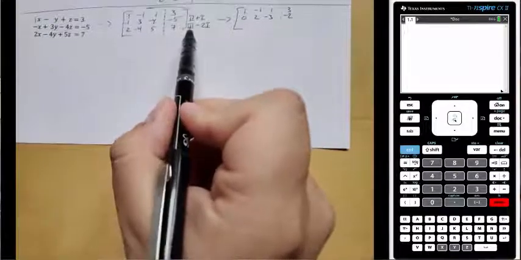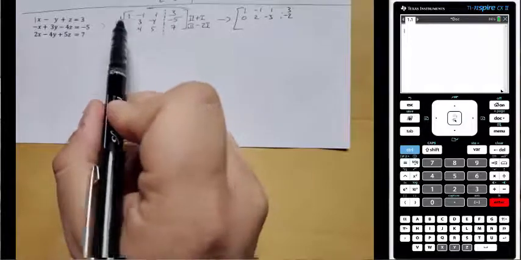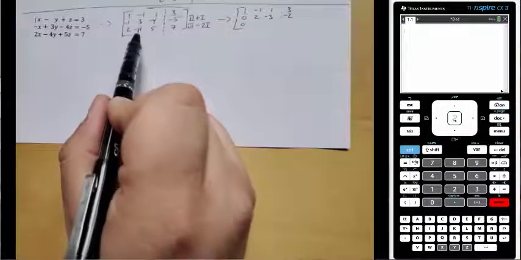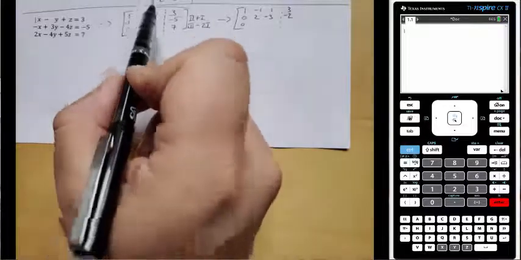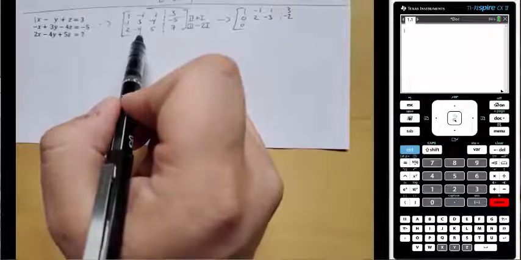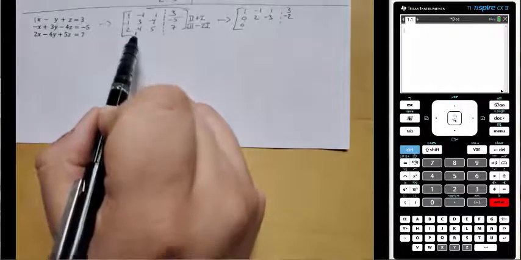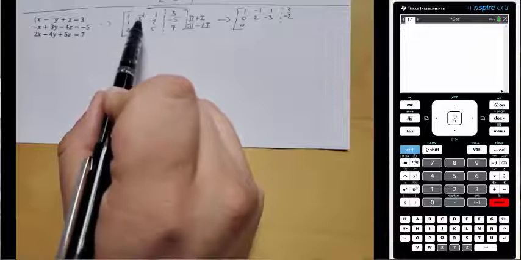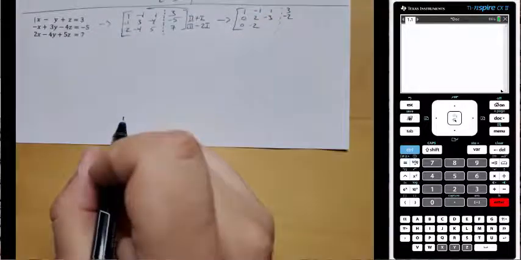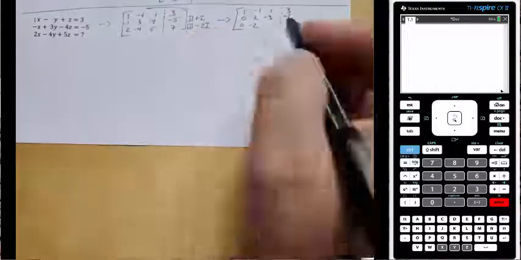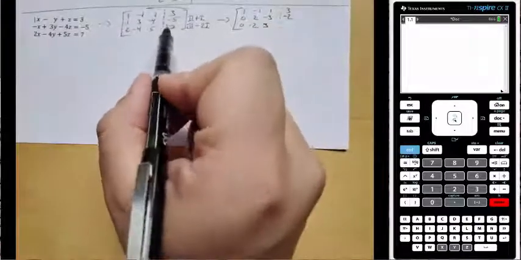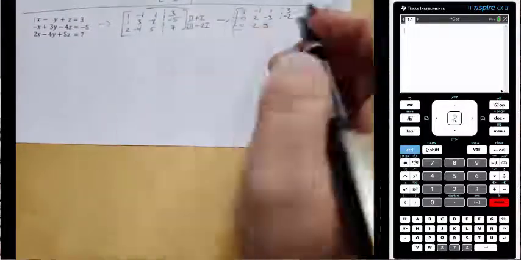I'm going to take row 3 and subtract 2 copies of row 1. So 2 minus 2 times 1 is 0. -4 minus 2 times -1, so -4 minus -2, which is -4 plus 2, is -2. 5 minus 2 is 3. And 7 minus 2 times 3, 7 minus 6, is 1.